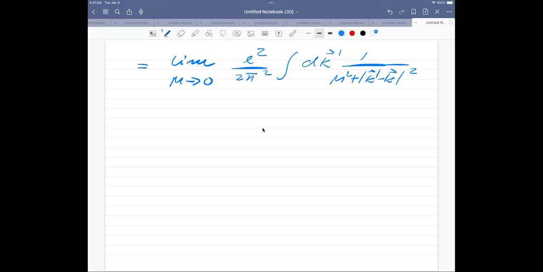And that gives me simply an equation which is given by e squared divided by 2 pi squared. And then I have an integral over dk prime divided by k prime minus k. And that's the quantity which I have to evaluate. And this goes up to the Fermi level, because k is limited by that.